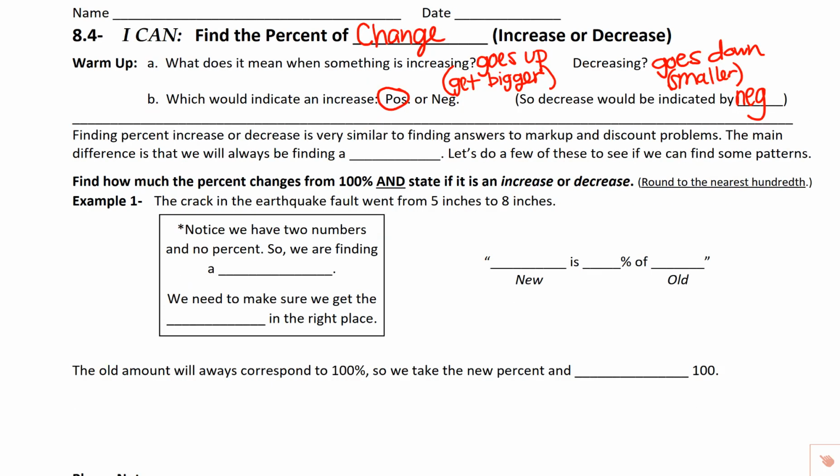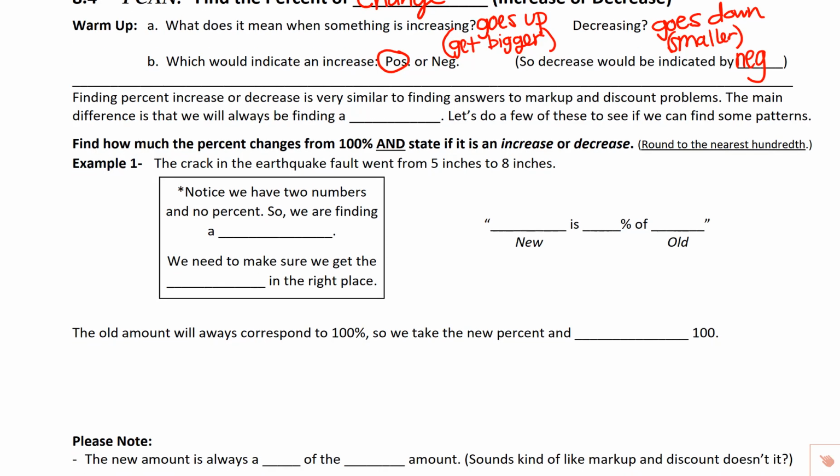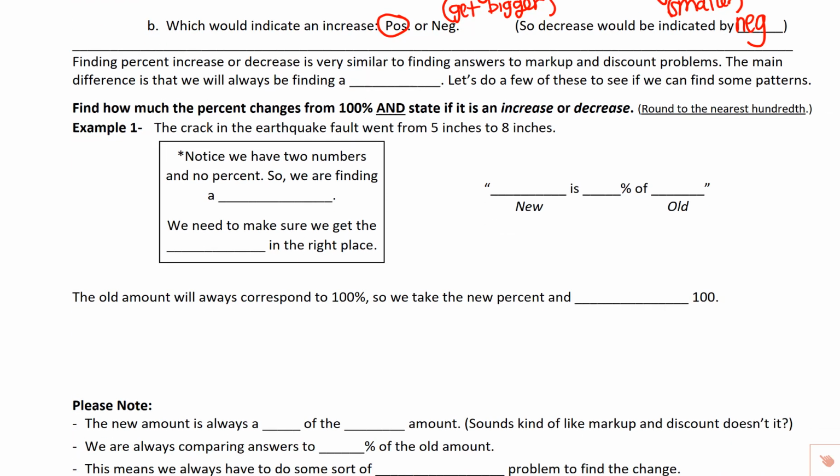Okay, so the good news is today's lesson is very similar to what we've been doing, and we're going to connect it to the way we've already been working with percents. Finding percent increase or decrease is very similar to markup and discount problems. The main difference is that we're always going to be finding a percent. So in some ways it's easier, because when you're setting up the problem, it's always the percent that we're looking for. But we just need to make sure we put the other numbers in the right spot. We're going to look at these and see if we can find some patterns.